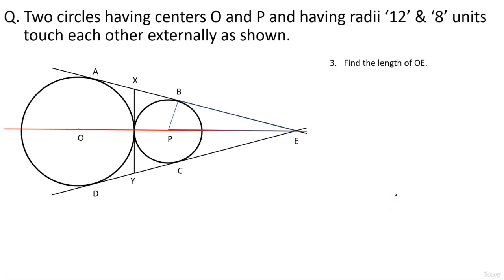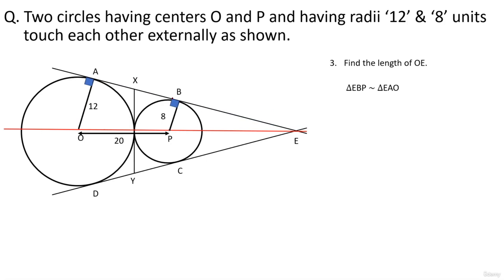Find the length of OE. To find the length of OE, we have already known that OA is 12, PB is 8 and OP is 20. Now look at the triangle OAE, highlighted in red, and triangle PBE, highlighted in yellow. These two triangles are going to be similar triangles. We have proved that so many times.